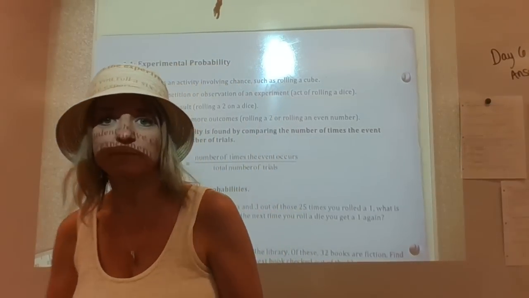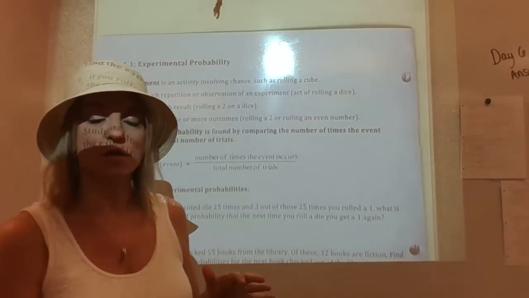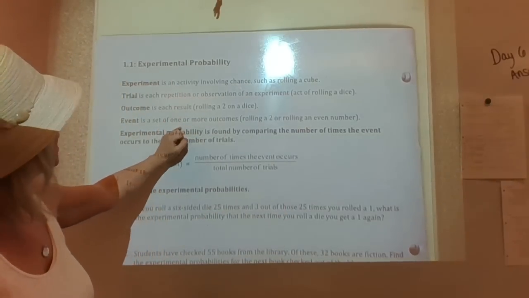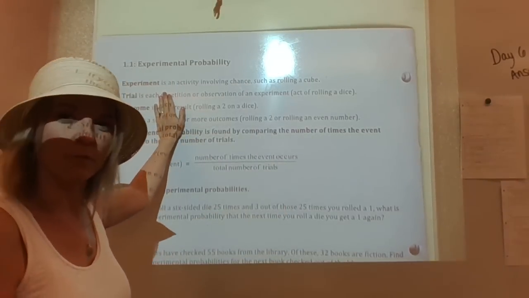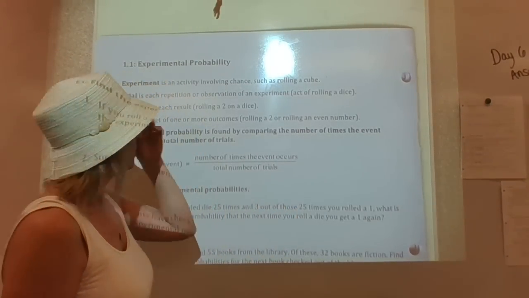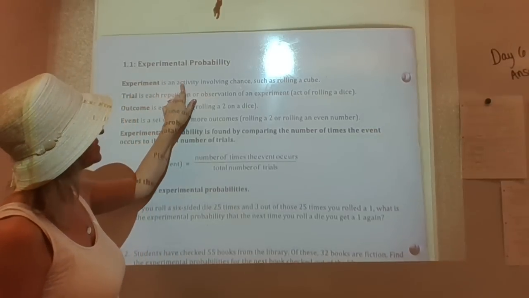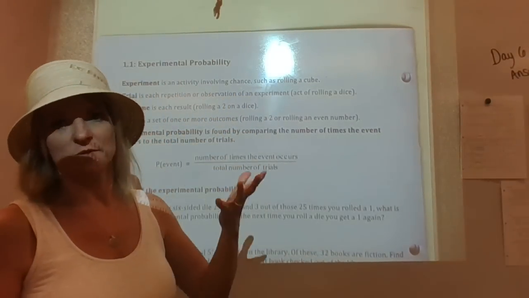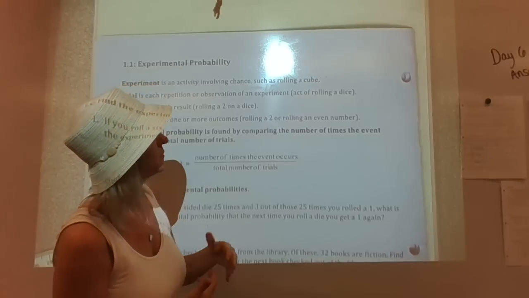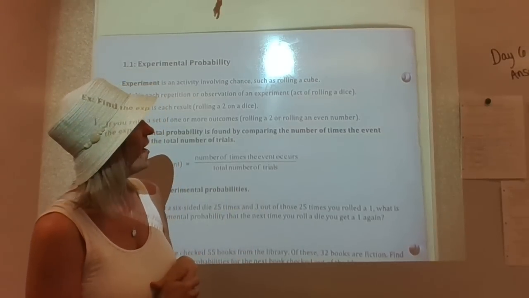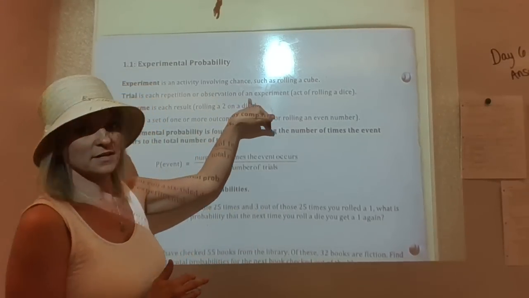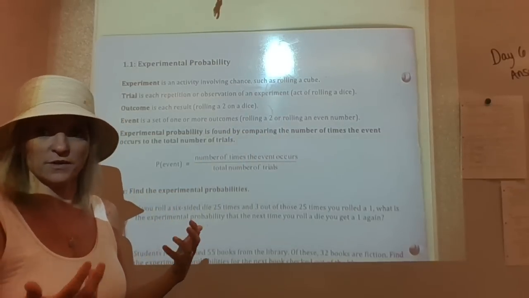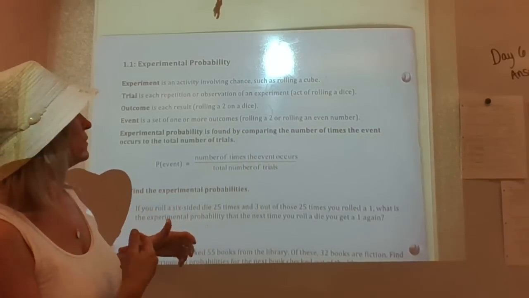All right, hello class. Today we're going to do our notes on experimental probability, section 1.1. So first, a few vocab words. Well, an experiment is an activity involving chance, such as rolling a die, or rolling a cube. That's an example of an experiment. Anything that you physically do and you calculate the results, that would be your experiment.